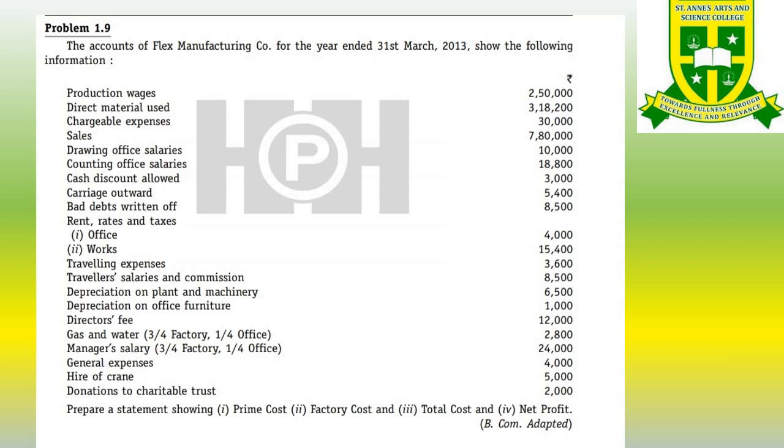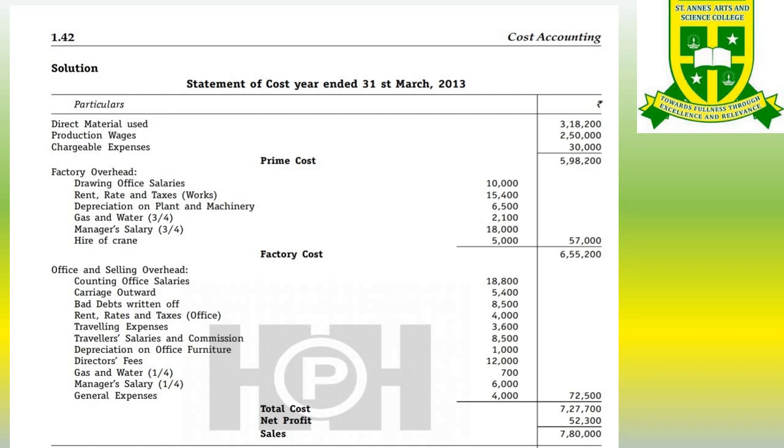So this is one of the models. We have already seen this model. Now I explain once again, but don't follow this model. We have to show factory overhead separately, office and administrative overhead separately, and selling overhead. So don't copy this. I will explain the things, but you have to put it separately.